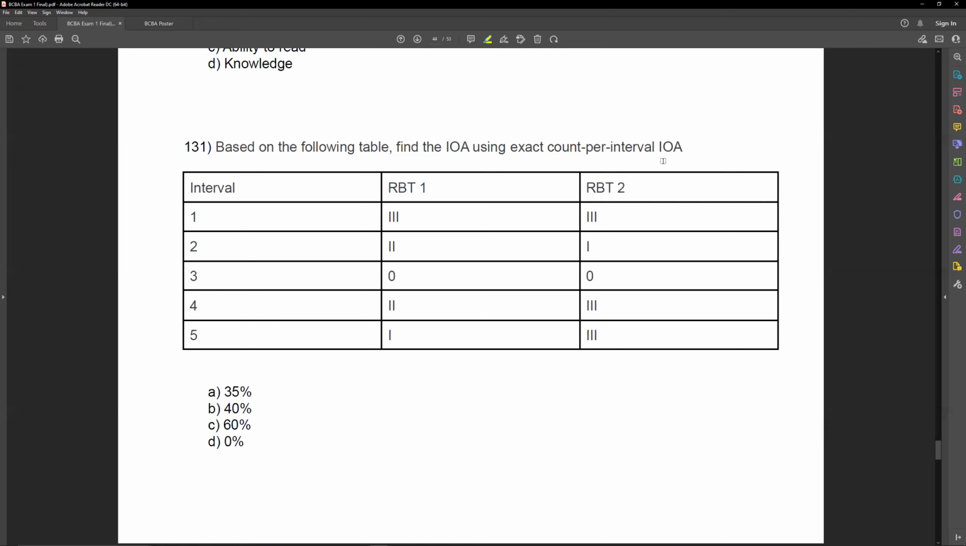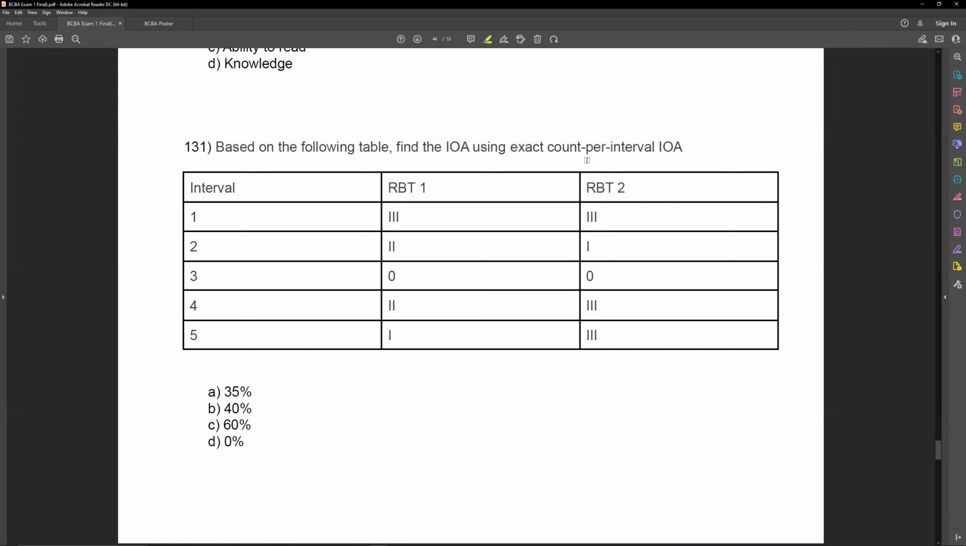They might not even ask you math questions for IOA on the exam, but you do need to be prepared if they do. The secret to IOA questions: you need to understand why each individual IOA has a specific name. Because if you understand why each IOA measurement type is named the way it is, it's going to tell you exactly what you're looking for. What do I mean by that? I mean, if we're looking for exact count per interval IOA, it's telling us what we need.